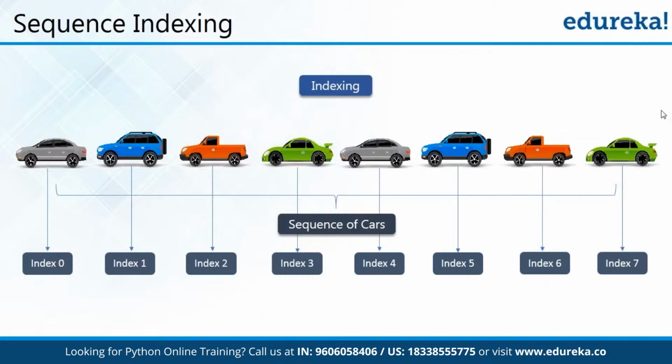Now comes indexing. I've talked a lot about indexing in the previous slides as well, but let me tell you once again. What happens in indexing, you have this particular sequence. And in Python, let me tell you guys, the indexing starts from 0 like other programming languages. So this car comes at index 0, this comes at 1st, 2nd, 3rd, 4th, 5th, 6th and 7th. So we have 8 elements in this particular sequence, and the index range is from 0 to the 7th element. So this is what indexing is.